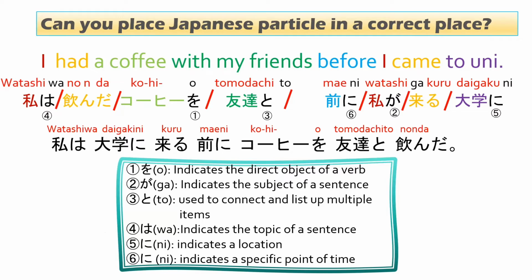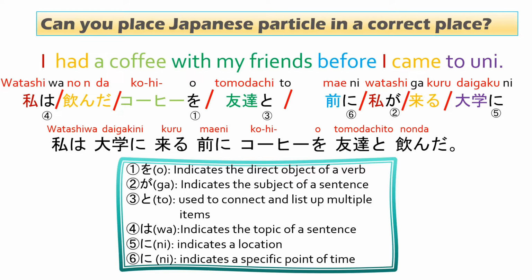First, it goes watashi wa, number 4, which indicates the topic of a sentence. And nonda, that means had. And a coffee, kohi o, number 1, o. It indicates the direct object of a verb. And tomodachi to, that means with my friends. And to is used to connect and list multiple items. And mae ni, it means before. It indicates a specific point in time.